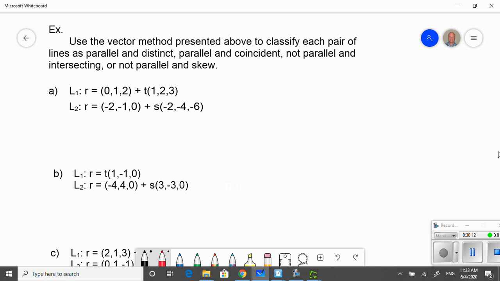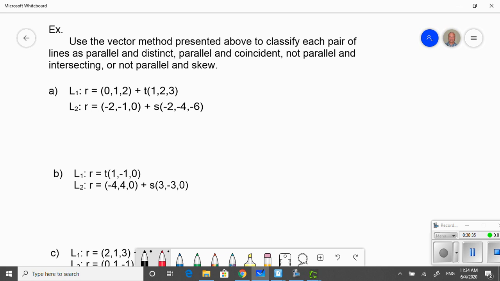The last example for 9.1, with this video, we're going to do a second video for lines intersecting with planes. It requires you to use the vector method presented above to classify each pair. We're going to look at direction vectors and try to do this really quickly to classify whether they're parallel and distinct, parallel and coincident, not parallel and intersecting, or not parallel and skew lines.